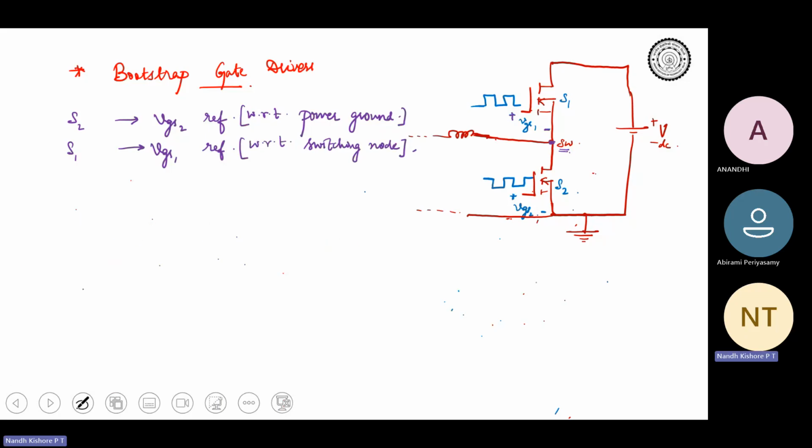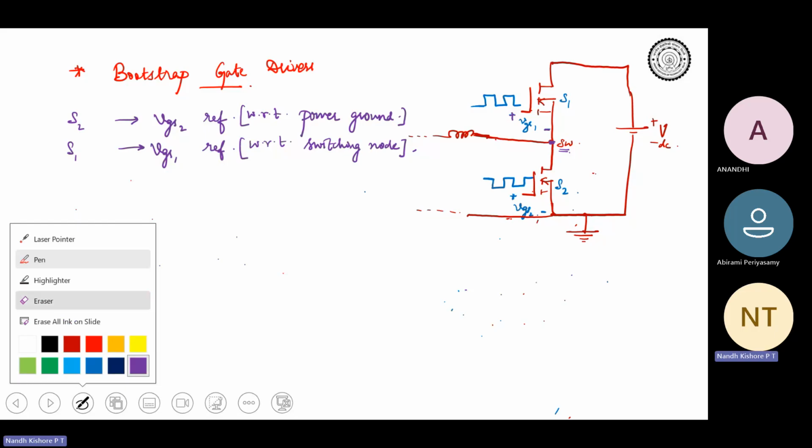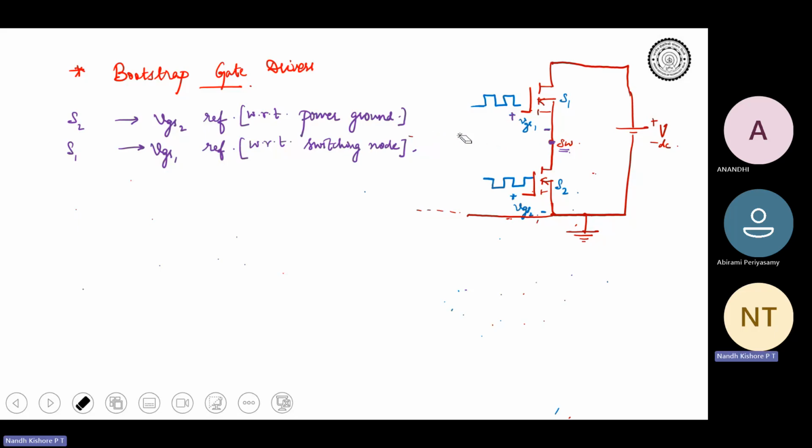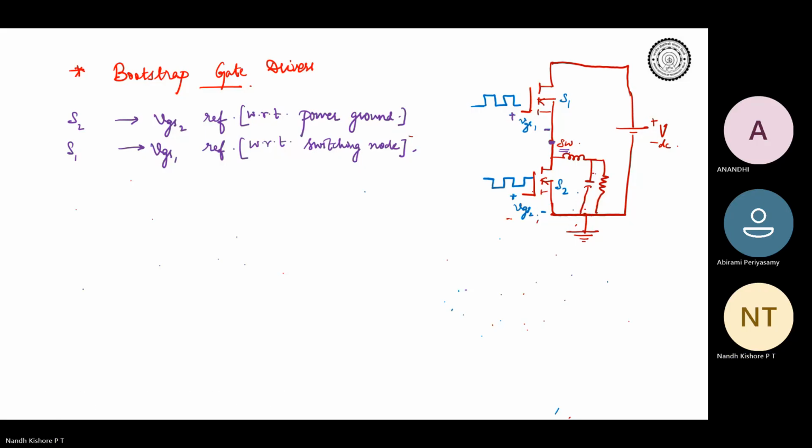Now the point is these pulses will be mostly obtained from a microcontroller. So let me erase these because you know that these inductors are anyway there, so I will not use this space for that. Let me draw over here. This is your buck converter. Now the point is these pulses are obtained from a microcontroller.